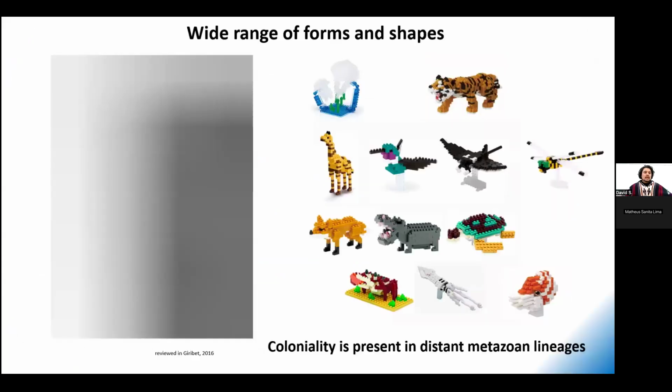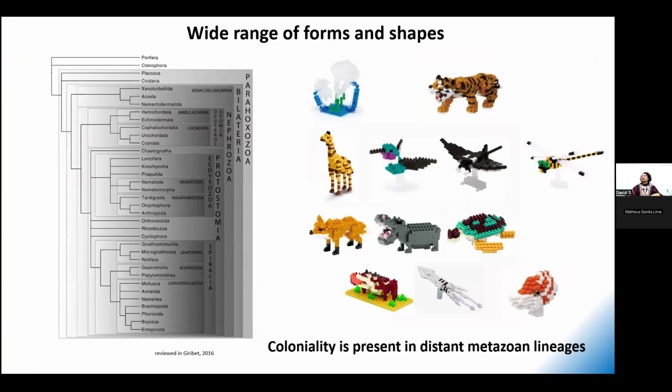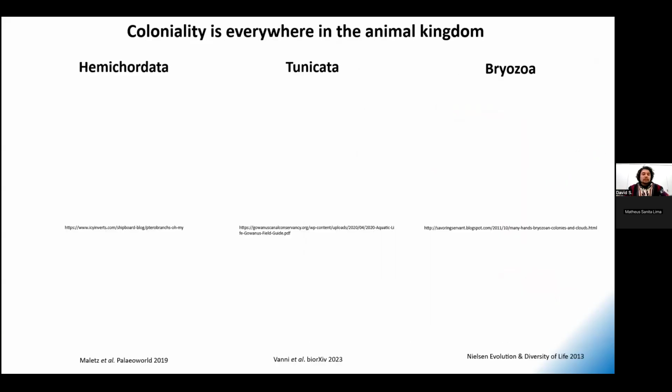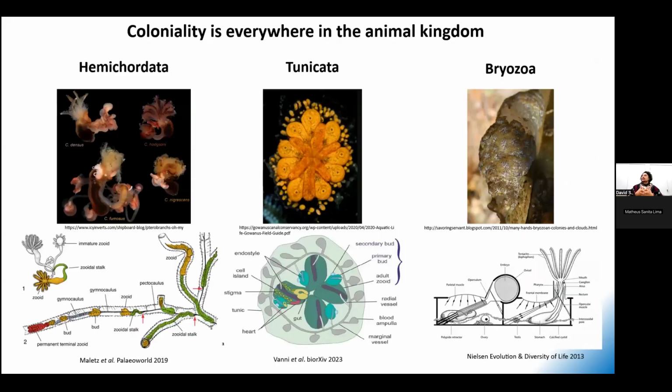Let me start. But first, as we know and as we see in the animal kingdom, there's a wide range of forms and shapes. And when we take a look at the phylogeny of all animals, we see that coloniality is present in several clades, in several lineages of metazoans, and it's peculiar because it shows up in distant relatives, more specifically in hemichordates, tunicates, and bryozoans.